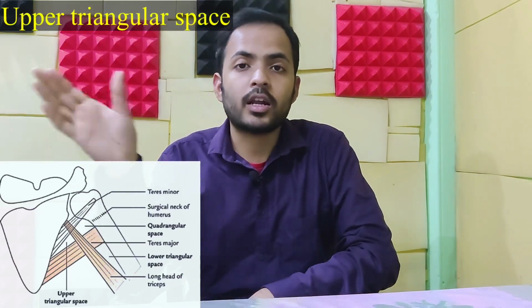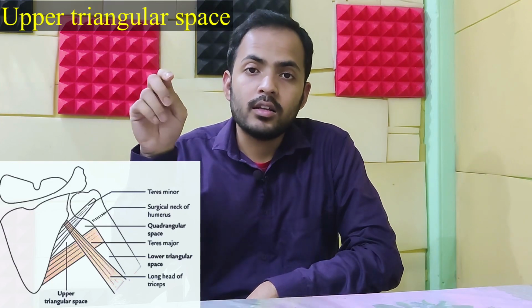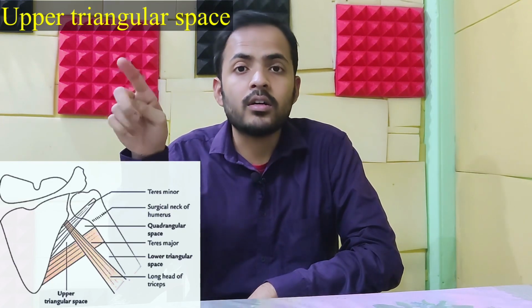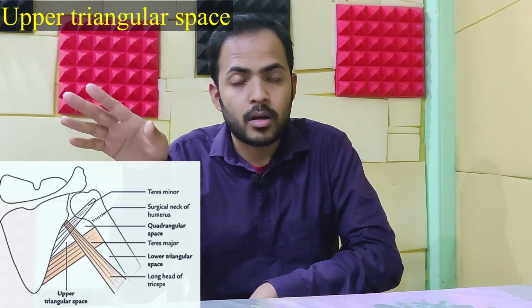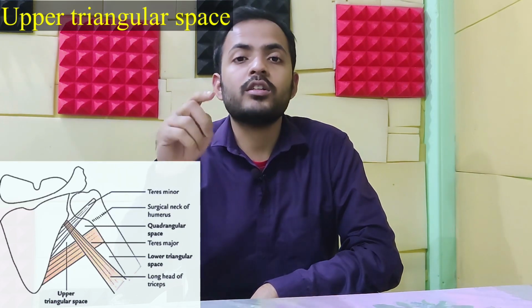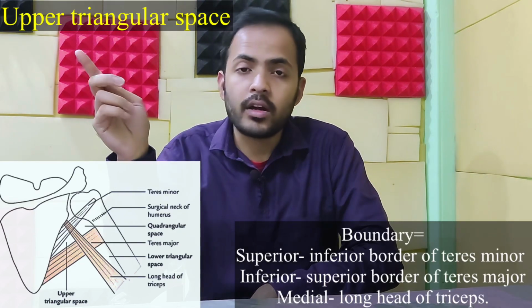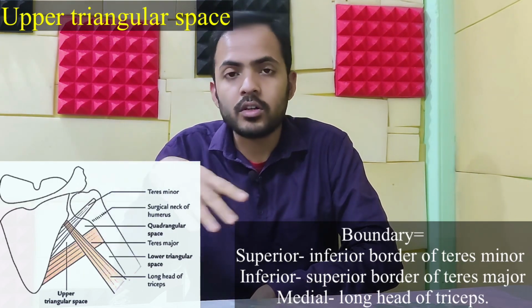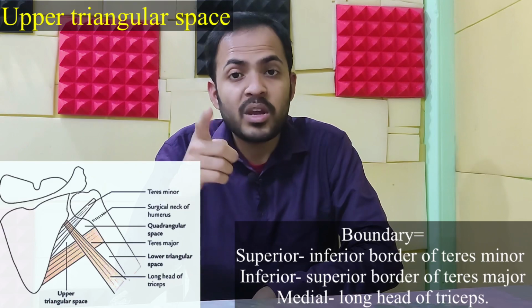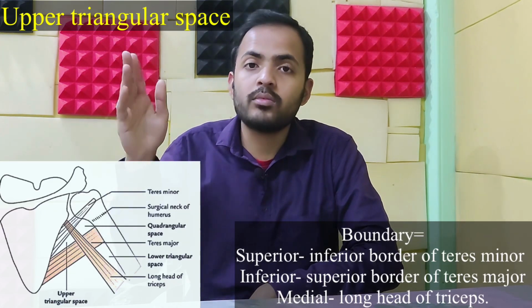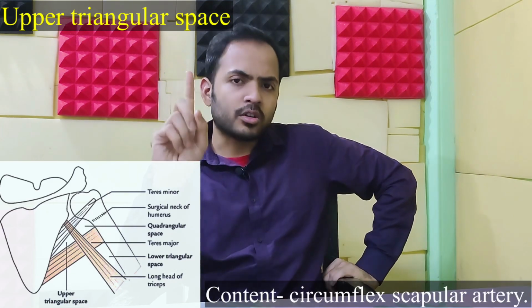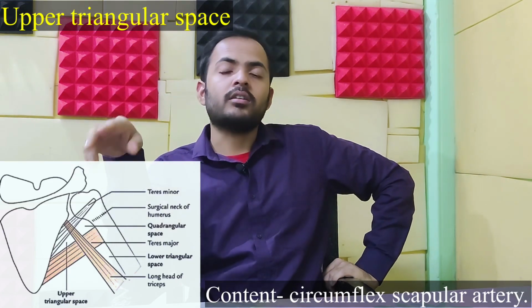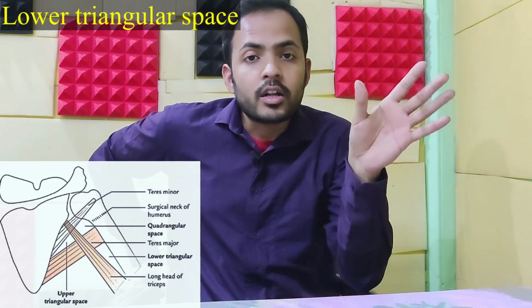First, the upper triangular space. You're going to find the space again in between the teres major and teres minor muscle, but you have to know the boundary. Superiorly, you're going to find the inferior border of the teres minor muscle, and inferiorly, the superior border of the teres major muscle. And medially, you're going to find the long head of the triceps. Only one content: the circumflex scapular artery. That's it.